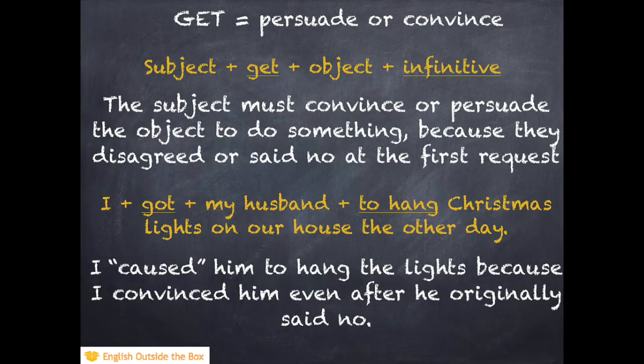The final verb that we're going to talk about for the English causative verbs is get. Get is the only verb that's followed by the infinitive. When we get someone to do something, we are persuading them or convincing them. This means probably the first time we asked they said no or they didn't want to, so we had to get or persuade them to do whatever it is that we were asking.